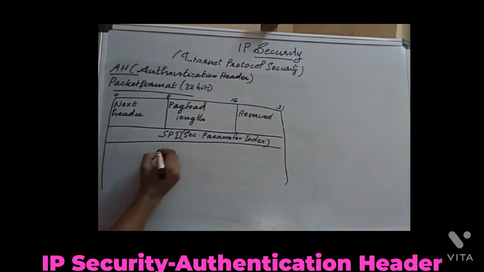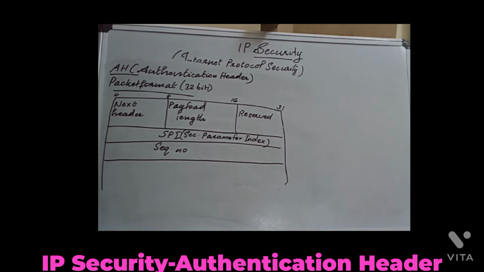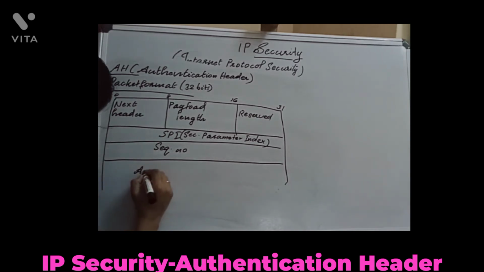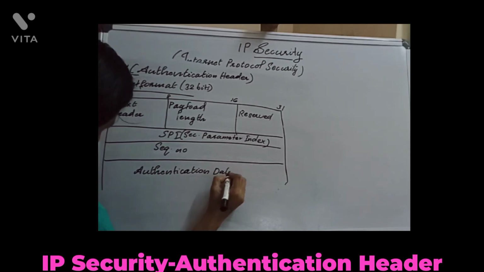Next is sequence number. Next field is Security Parameter Index. That is 32-bit. It is used to identify the security association. Sequence number means the particular packet number. Next is authentication data.